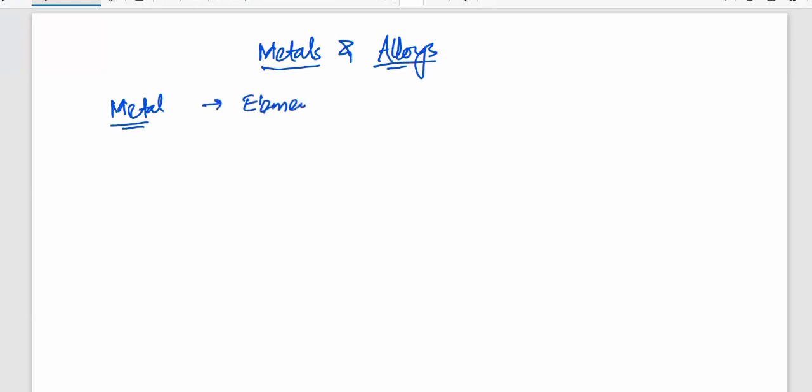Metals is a very important chapter. Metals and alloys. So let me tell you what a metal is. A metal is any element which can conduct electricity. Simply, we can define it like this. But in fact, it has many other properties.